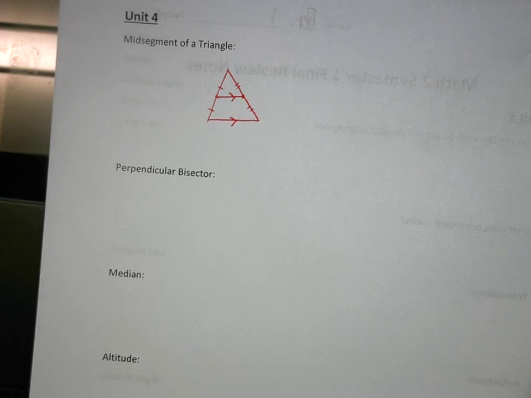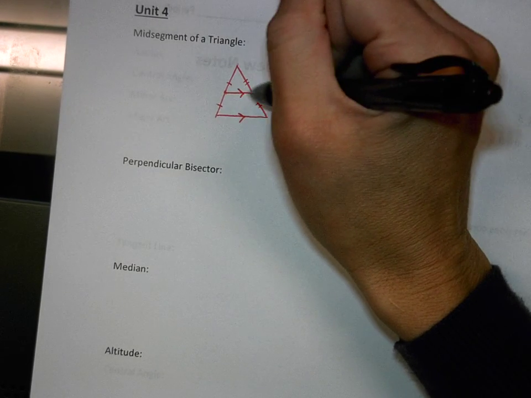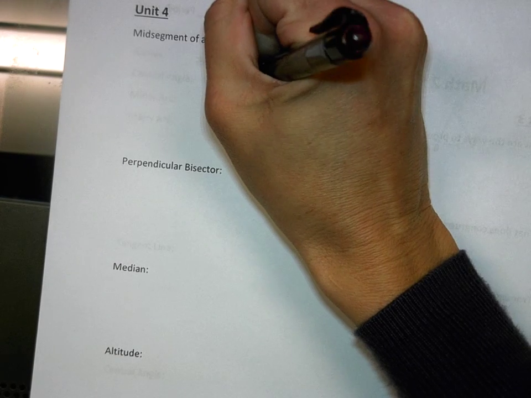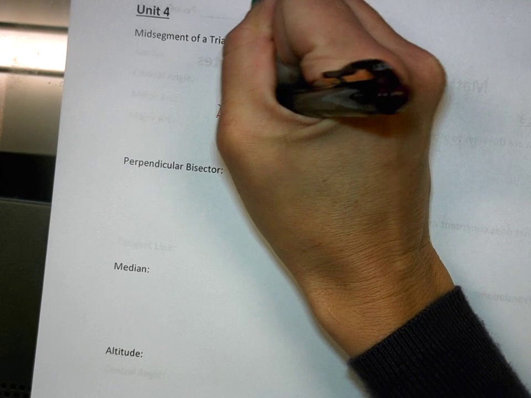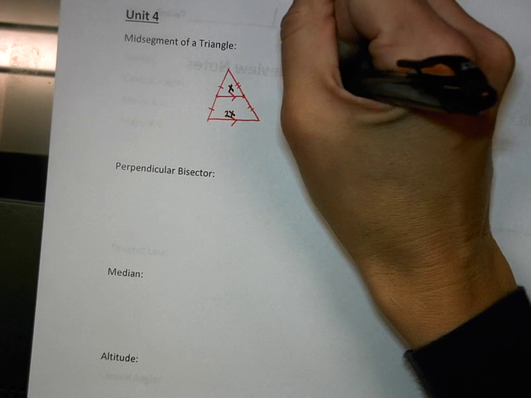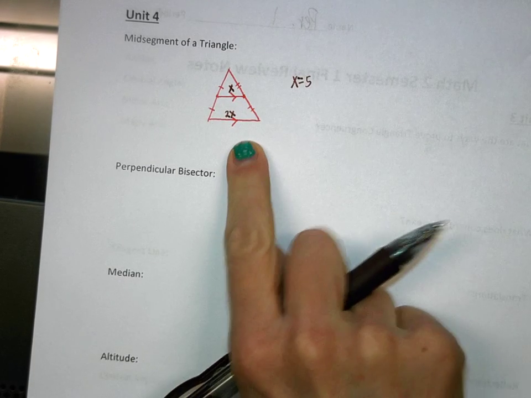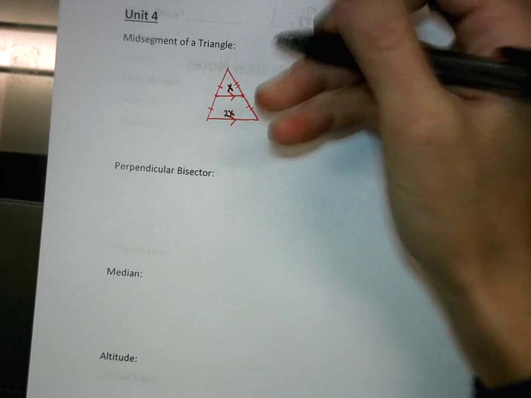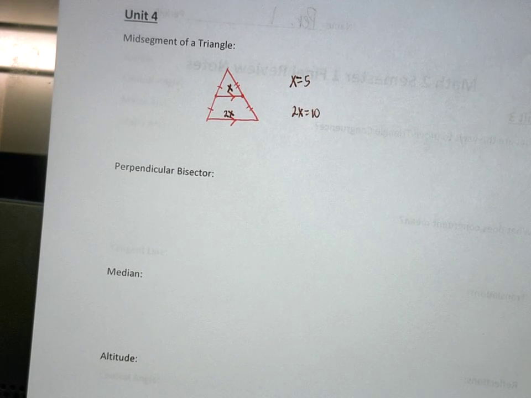Another important thing to know is that this segment right here would be labeled as X, and this bottom portion right here would be labeled as 2X. Very good. So that means if I told you that the mid segment X equaled 5, could you tell me what the length of the base was? Good. This base would be 10. Make sense?